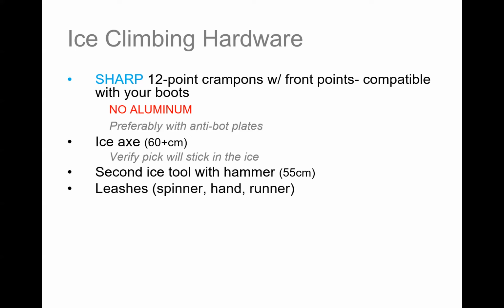Leashes, you want to keep your ice tools attached to you. So this is both the ice axe and your second tool. There's a variety of types of leashes, whether you have a runner that you use for your mountain axe, and then you have it sized so that you can use it as a hand leash. Think about your system. The spinner cords are good for the second tool, but maybe aren't really good for your mountain axe because they're not rated for falls. So think about the versatility of the gear that you're bringing.